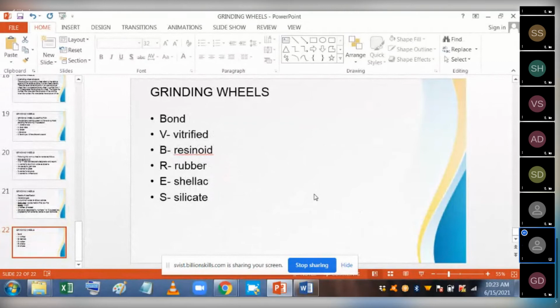The bond types are like this. V stands for vitrified, B stands for resinoid, R stands for rubber, E stands for shellac, and A stands for silicate, which I have already discussed earlier. What is vitrified? What is resinoid? What is rubber? And the comparative uses of these bonds.